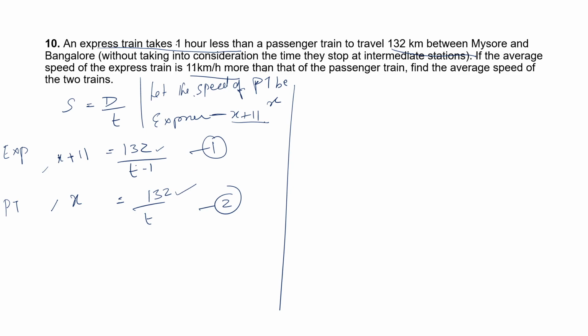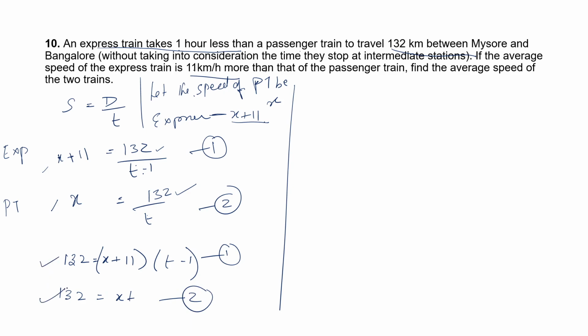And then what is given? The express train takes 1 hour less than the passenger train's time. So here if it is t, then it will become t minus 1. So from the first equation, 132 is equal to xt. This is the same as our previous sum. You can do it by yourself also. Here is the first equation, and here also we will keep 132 on one side. This is the second equation.